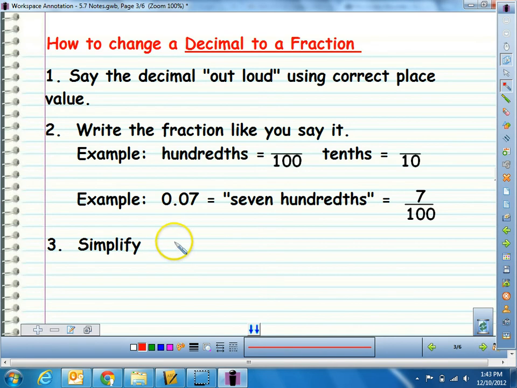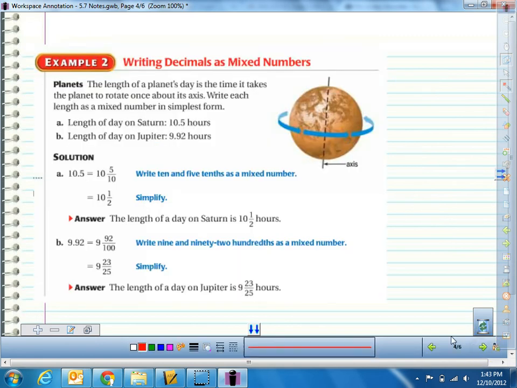So here are our steps for changing a decimal to a fraction laid out. The first thing we want to do is say the decimal out loud or in our head using the correct place value. Then write the fraction like you say it. So 100ths equals something over 100. 10ths equals something over 10. So 0.07, we would say 7/100ths. We would write 7/100, and then you would go ahead and simplify, which in this case it already is. So let's get a little more practice.